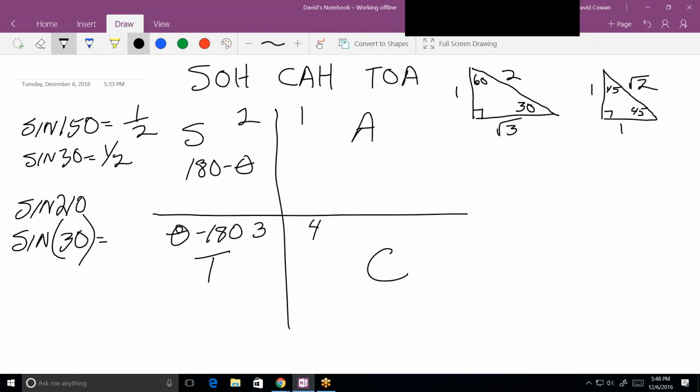What's the sine of 30? Look at this 30-60 triangle. What's the ratio of the opposite over the hypotenuse? 1/2. Okay, that's what it is then. That's what the number is. Now, I'm in the third quadrant, right? Because the real angle is 210. So I need a plus or a minus sign in front of this 1/2.